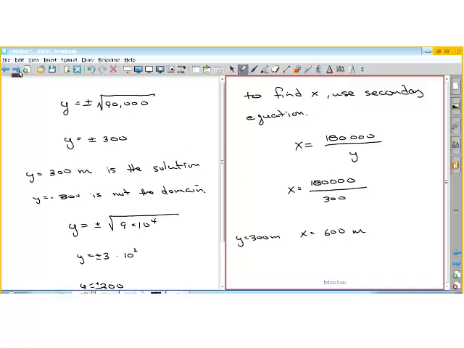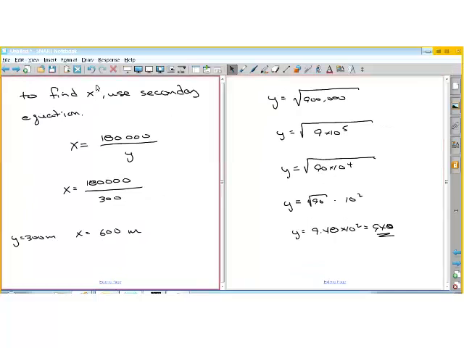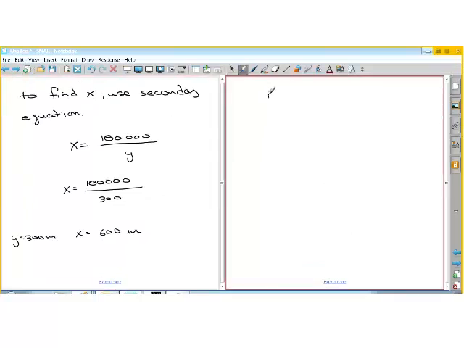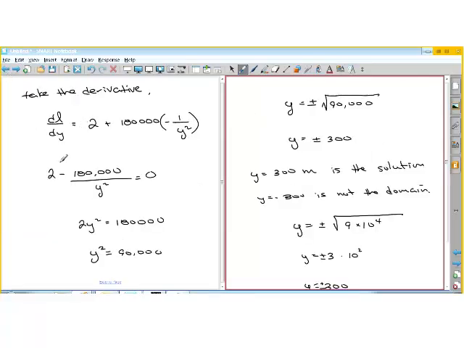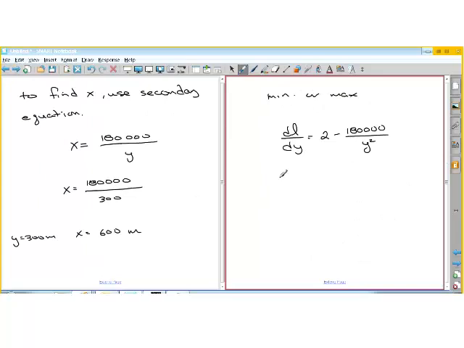Again, is this a minimum or a maximum? Well, we look at the first derivative. dL/dy was equal to, what was it equal to? 2 minus 180,000 over y squared, I think. Let's go back here. Yes, 2 minus 180,000 over y squared. Okay, so that was the first derivative. So we take the second derivative.